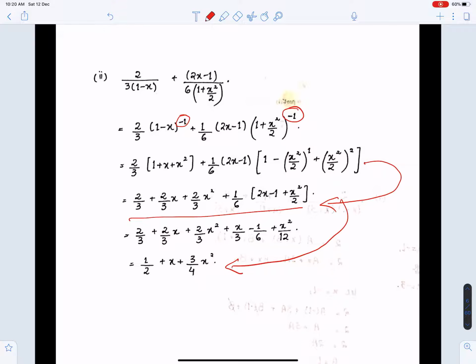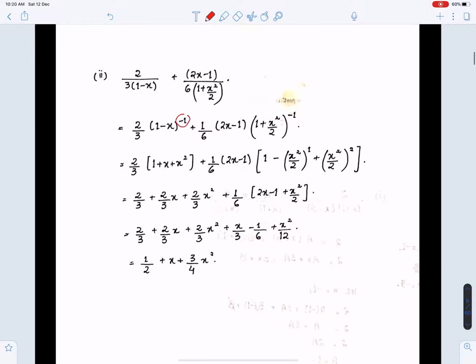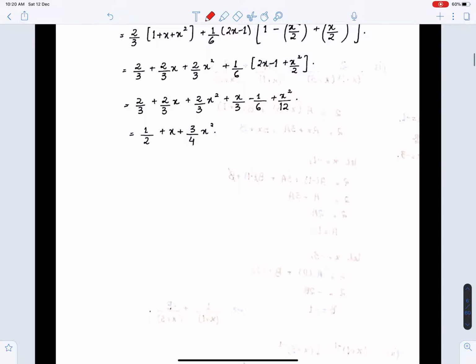So the important step is this. These two steps are very important. Make sure you use the rules correctly. And the rules are for only negative power 1. Let me write the rules here. There are two rules for -1 power.